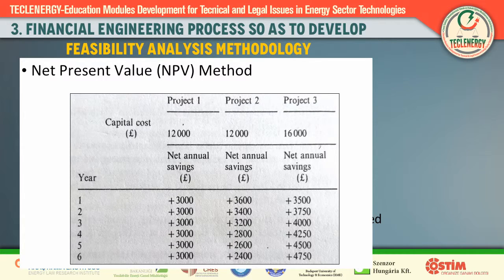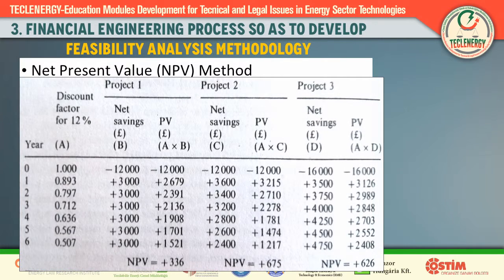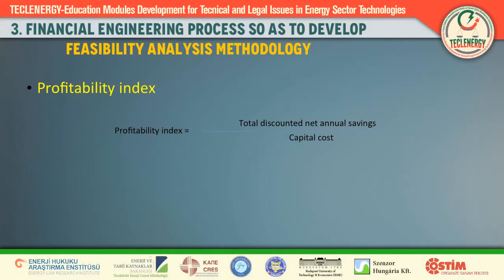In the table, capital cost and net annual savings values for 6 years of three candidate project alternatives are given. It can be seen that discount factors are unaccounted while deducting annual savings. However, while calculating NPV, capital costs are subtracted from discounted annual savings values. In the next figure, NPV for the 6 year span is calculated for each project and is tabled.